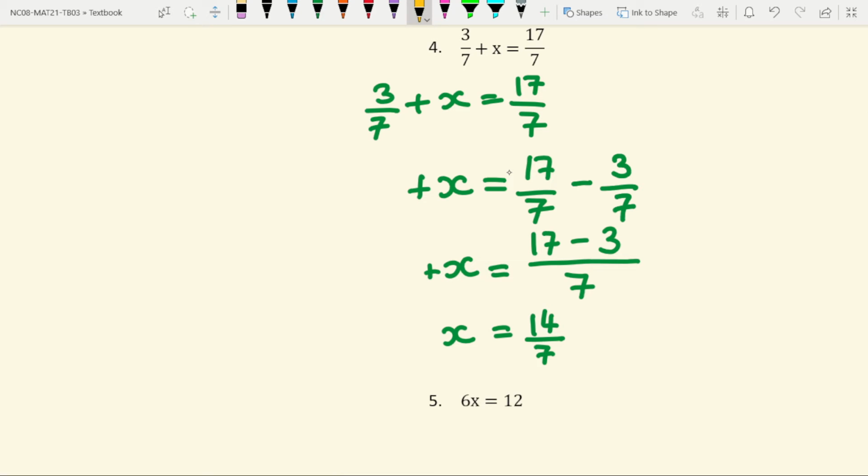Now we can see that 7 and 14 both can be cancelled with each other. 7 is present in 7's table, so 7 1s are 7, 14 is also present in 7's table, so 7 2s are 14. So the answer is nothing but 2. So our final answer is x is equal to 2.